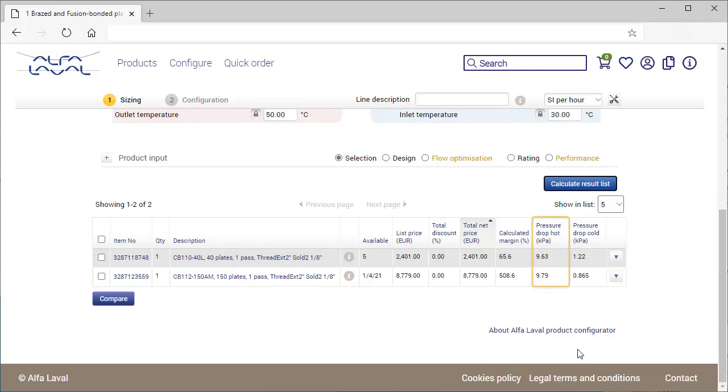The pressure drop on the hot side, where we have the gas, must be very low, typically 10 to 20 kPa. Low theta channels, like CB110L, are more suitable than high theta channels like CB112AM, which require many more plates for the same duty.